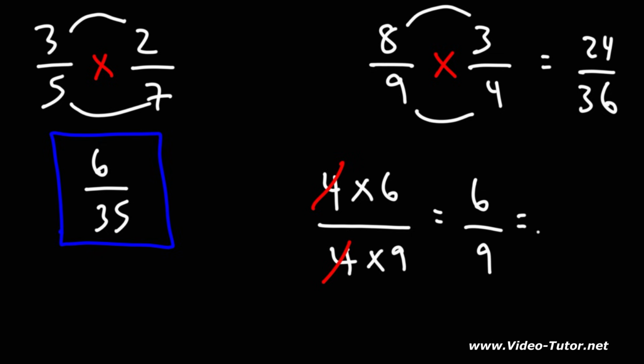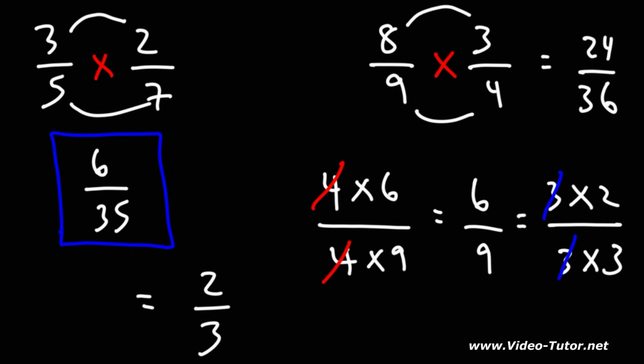Now we can still reduce this fraction even more. 6 is 3 times 2. 9 is 3 times 3. So we could cancel a 3, and then we're left with 2 over 3. And that's as far as we could simplify it. 2 and 3 don't have any common factors besides 1. So that's going to be the answer for the second example.